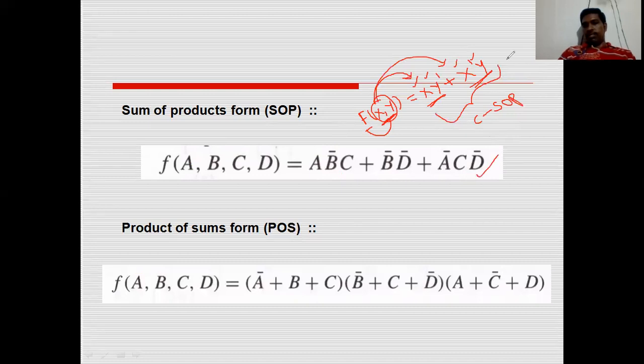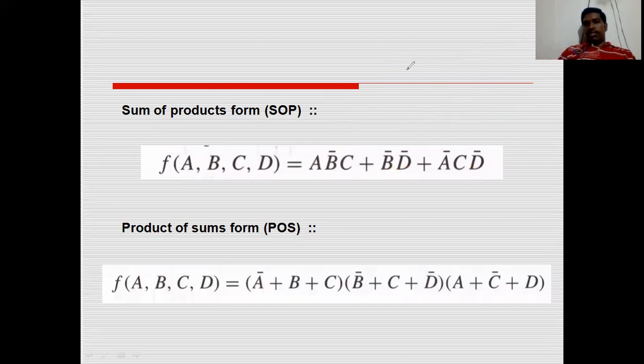This expression and this expression, you can see a small difference. Here, all the literals are not existing in each and every term. But here, in this condition, each and every term consists of all the literals. Therefore, it is canonical form and this is a normal form. Okay, right?